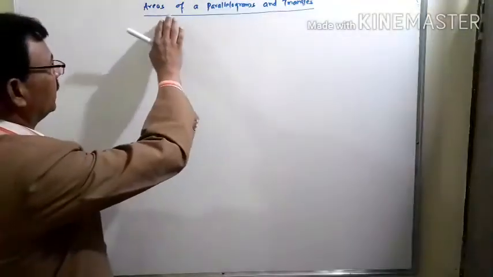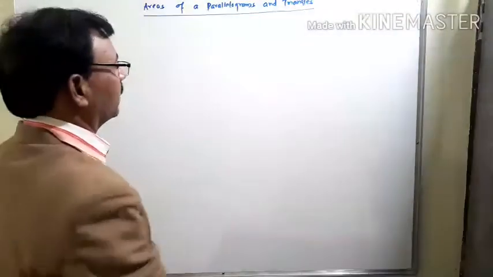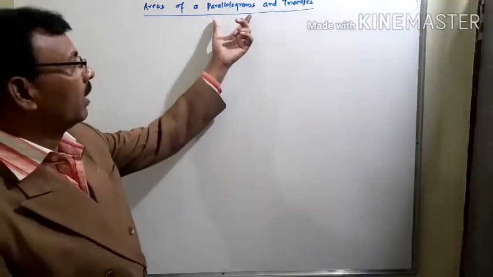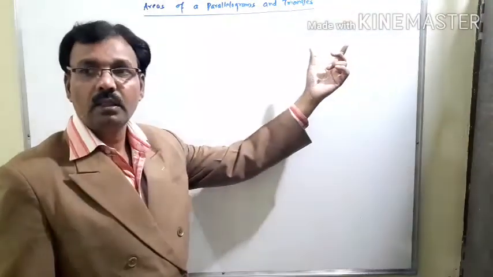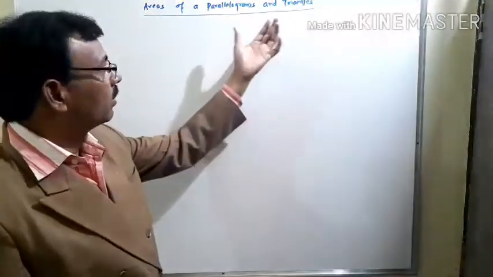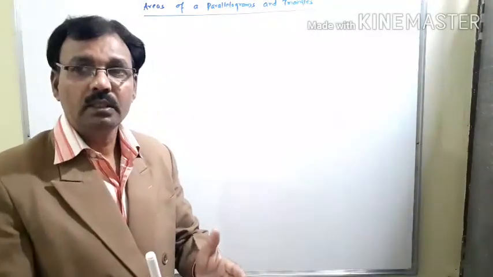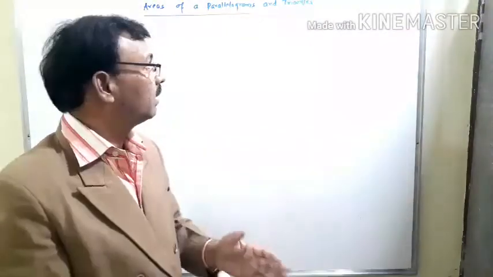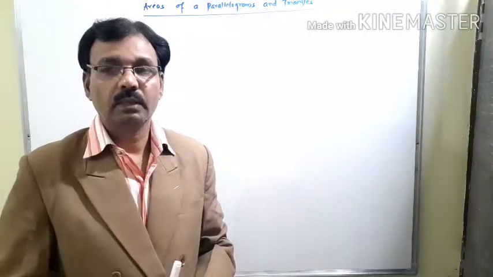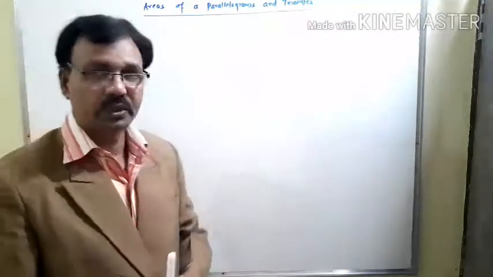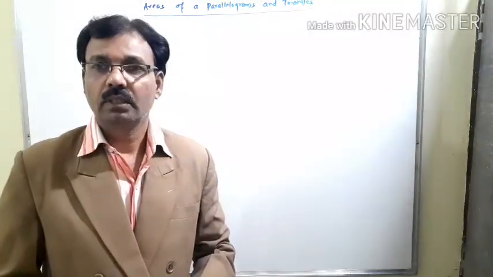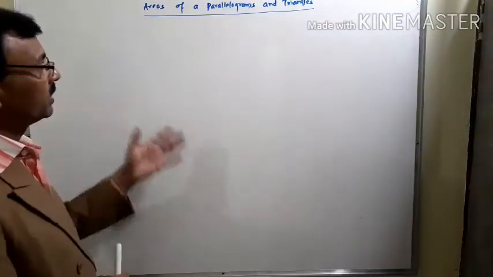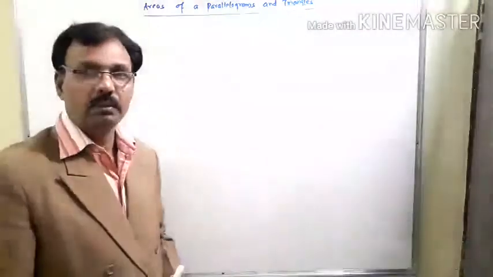Since the topic is areas of parallelograms and triangles, in this chapter we will discuss areas of parallelograms and areas of triangles, and areas of a parallelogram and triangle combined, or areas of two parallelograms combined, or areas of two triangles combined. That means there are four types of questions related to this chapter that we will study here. Now, some concepts related to this chapter are given.